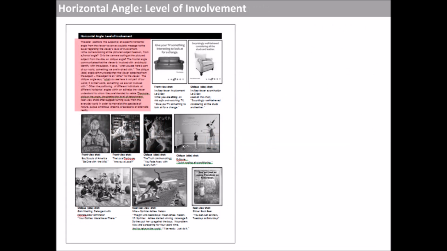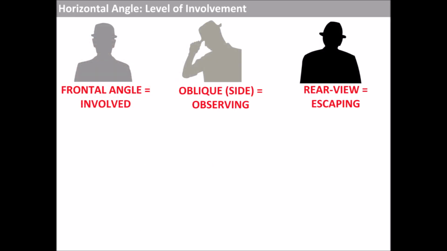Now that we've talked about proximity, how close the buyer is to the subject, and vertical angle, how high or low the buyer is in comparison to the subject, let's look at horizontal angle. The seller positions the subjects at a specific horizontal angle to communicate a message regarding the viewer's level of involvement. Is the camera looking at the pictured subject head-on from a frontal angle? Or is the camera looking at the pictured subject from the side, an oblique angle?